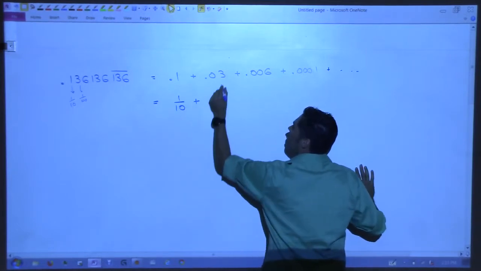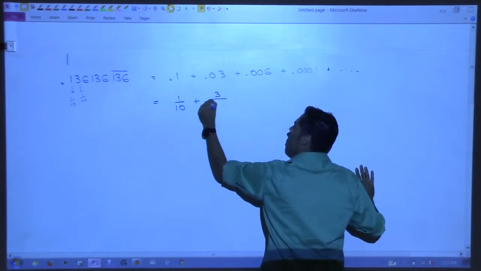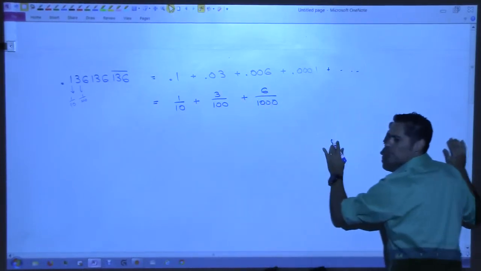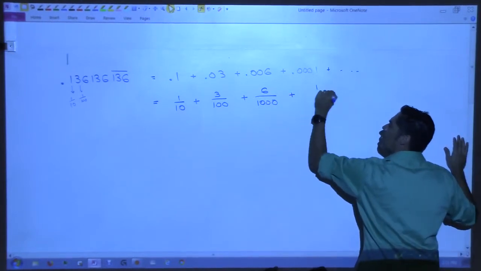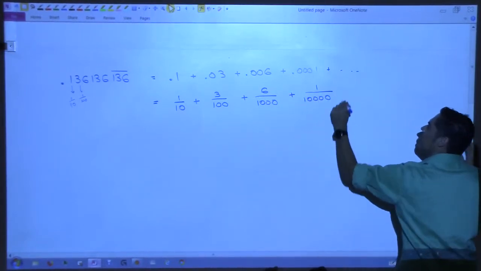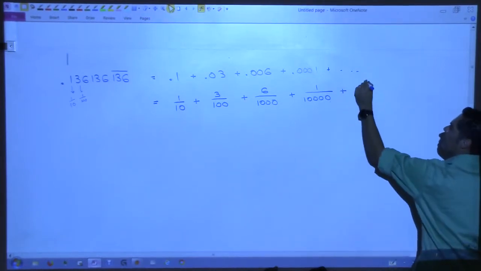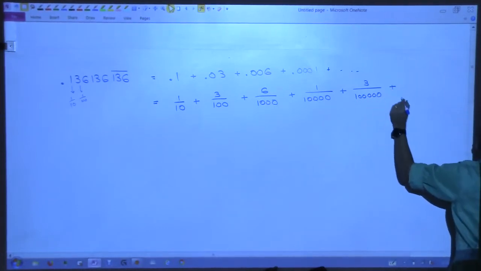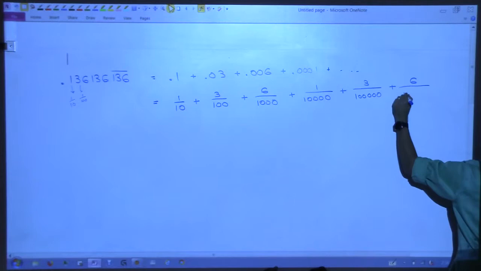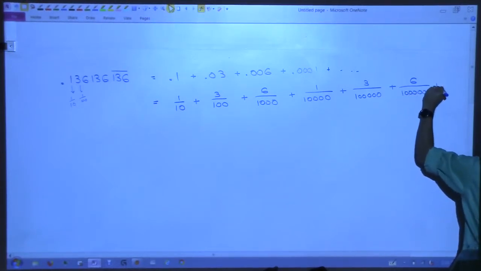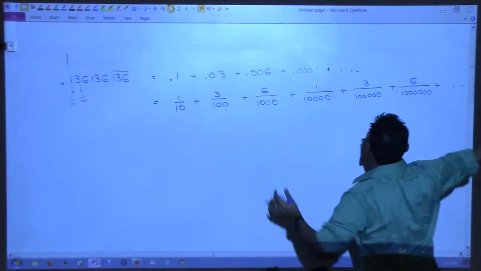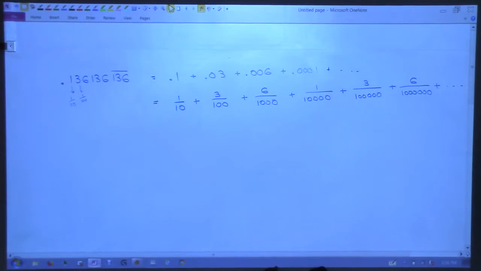Okay, but isn't 0.1 1/10? And isn't this 3 100ths? And isn't this 6 1,000ths? Right? And isn't this 1 10,000th? And what would the next one be? Let's just do a couple more. 3 100,000ths. Last one I'm going to do, 6 1,000,000ths. Right? Plus, and that keeps going, right? So those are the fractions I would have to type in. I keep doing that forever on my calculator, and I would get 0.1363636, right? All right.